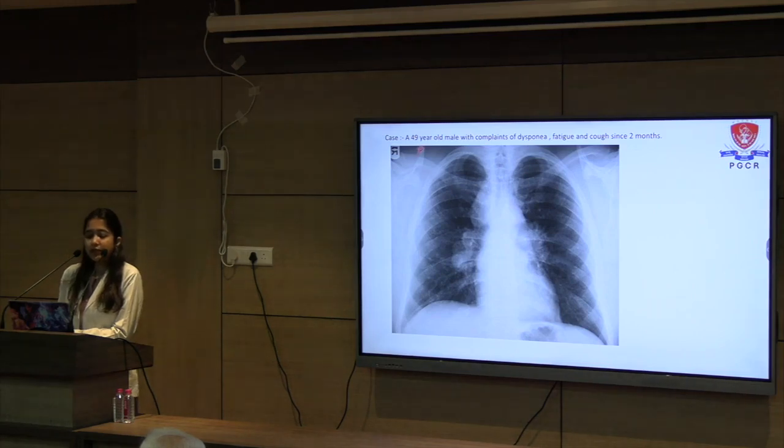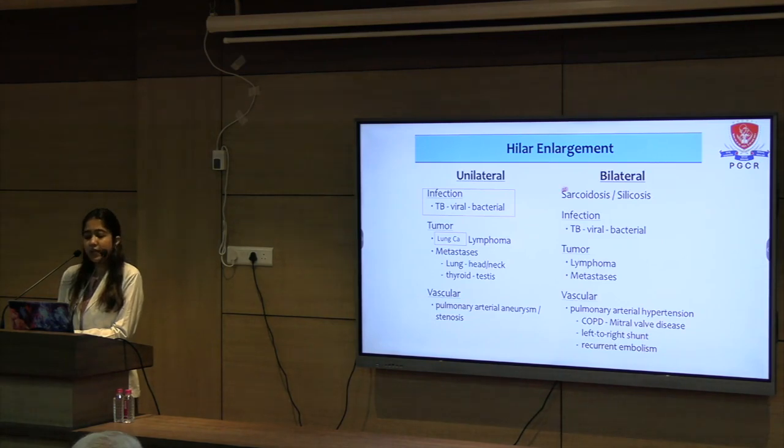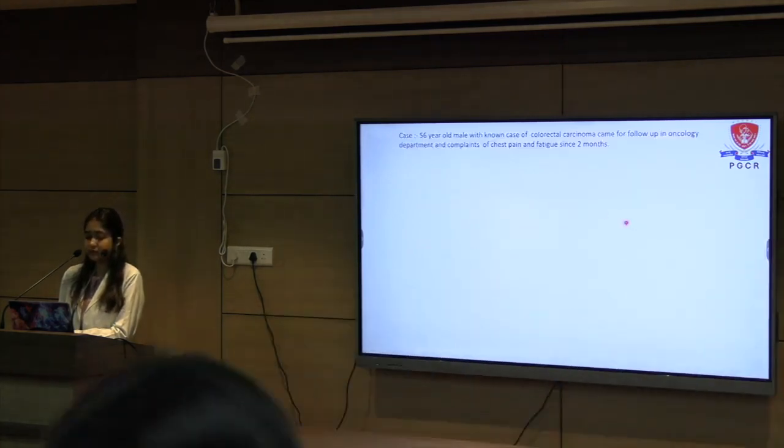Now this is a 49-year-old male with complaints of dyspnea, fatigue and cough since 2 months. So what we can appreciate is multiple lobulated soft tissue densities in the right paratracheal region and in the bilateral hilar region, which is suggestive of the 1, 2, 3 sign, which is diagnostic of sarcoidosis. These are the various causes of hilar enlargement. It could be an infectious cause, or a tumor or metastatic cause, and if it is bilateral hilar enlargement, we can think of sarcoidosis, silicosis, any infection, or it could be a lymphoma.